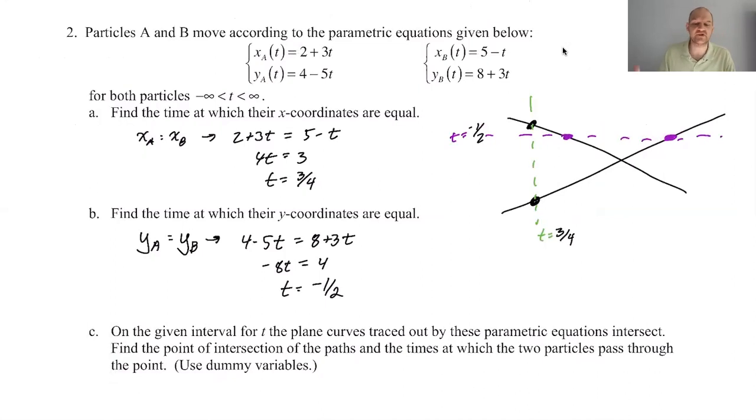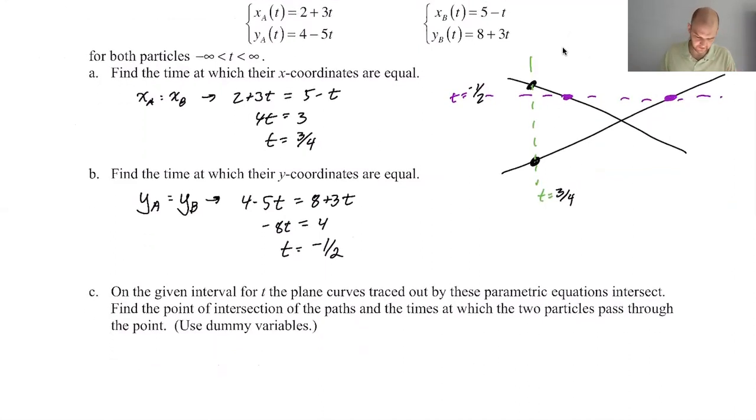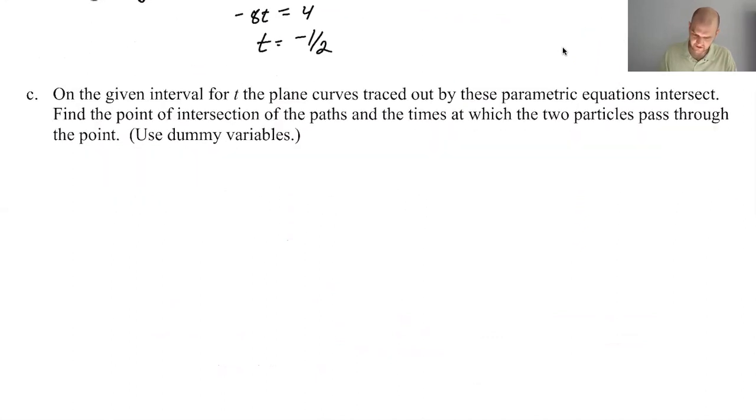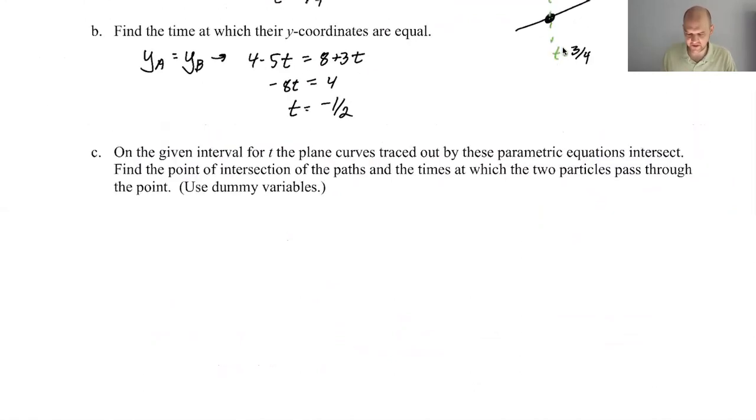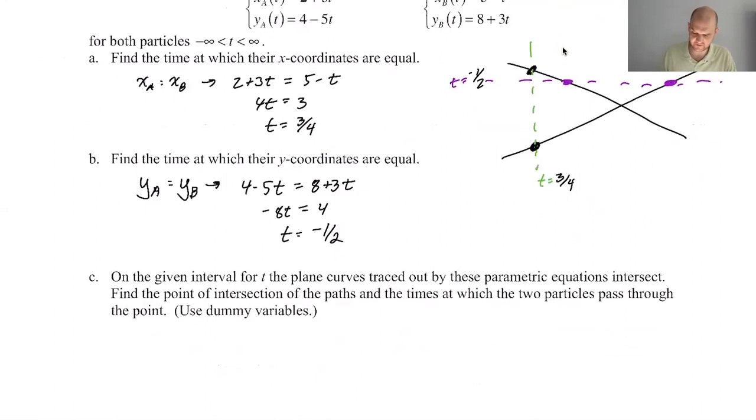Not the same time, so they definitely don't collide. In the next part, on the given interval for t, the plane curves traced out by these parametric equations intersect. Find the point of intersection of the paths and the times at which the particles pass through that point. So this is the thing that we typically do, right? They're on different lines, because they go forever.